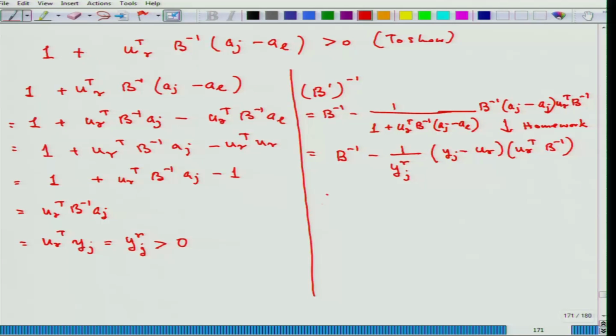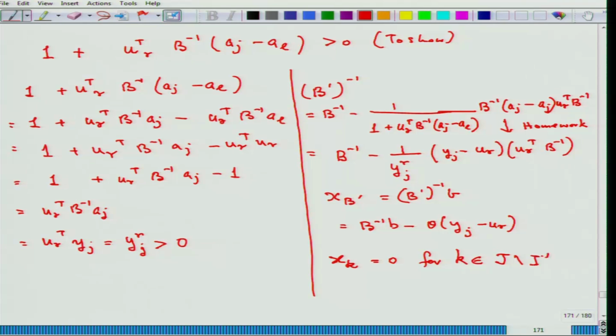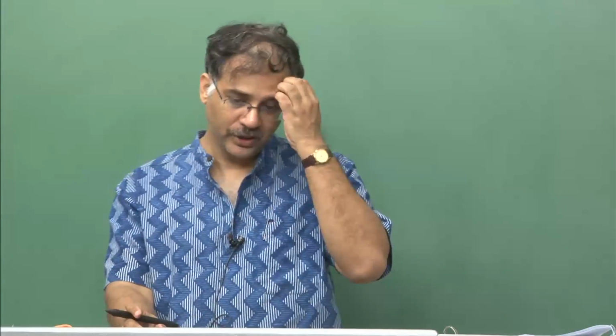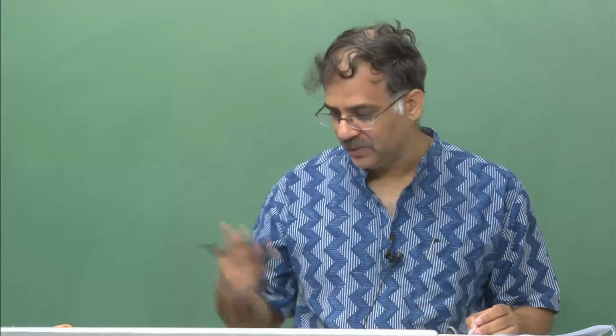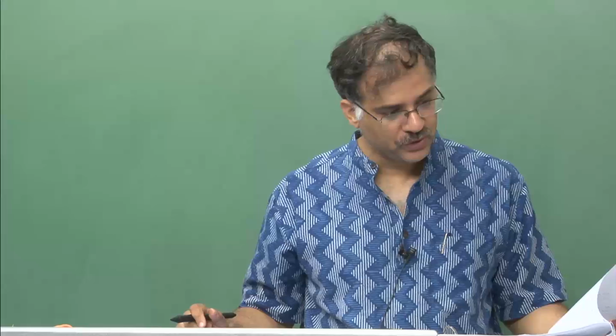Now, I can write xb dash. Xb dash is B dash inverse B. So, B dash inverse B you can again compute out to be this, and x k is equal to 0 for k which is in J, but not in I dash. Now, how you compute this is again homework, which will be part of your homework assignments that will be given at the end of the course. Though I am mentioning them as homework, this will also come in a nice form at the end of the course. So, you can try them out, and you will have my email address at the end. If you are having a problem, you can just let me know and I can send you the details.